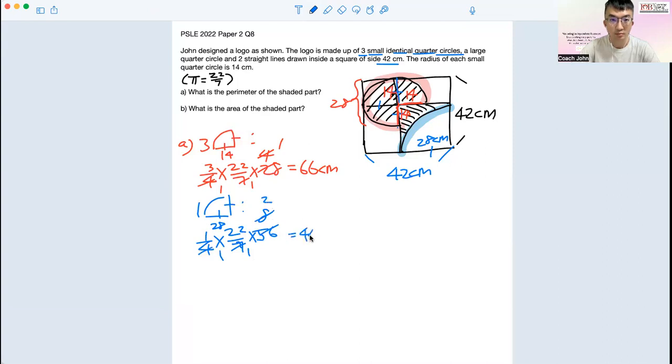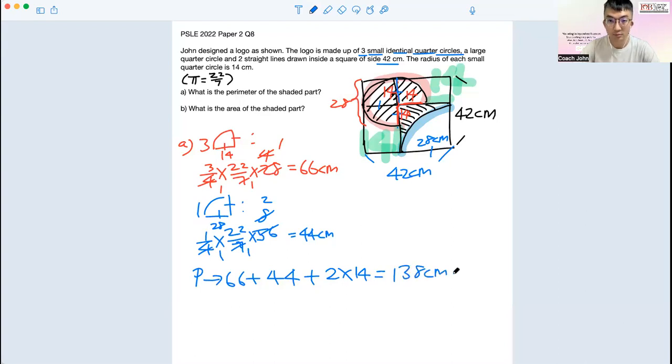Okay, it's 44 cm. Then again, let's not forget that you have this part, which is 42 minus 28. There's 14 here, and here is 14 as well. All right, so the parameter will be 66 plus 44, plus 14 plus 14, and you have 138 cm. Okay, so that's it for part A.